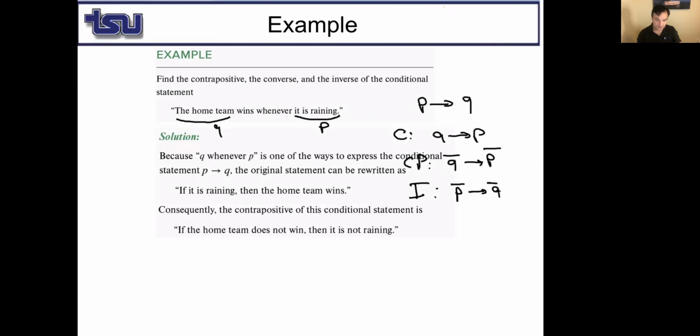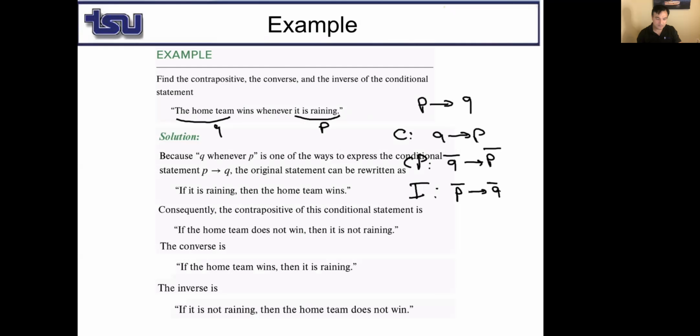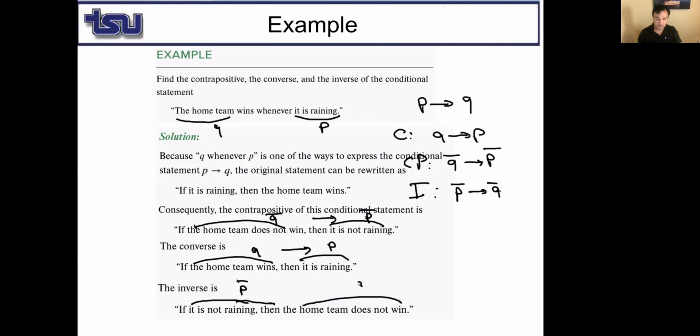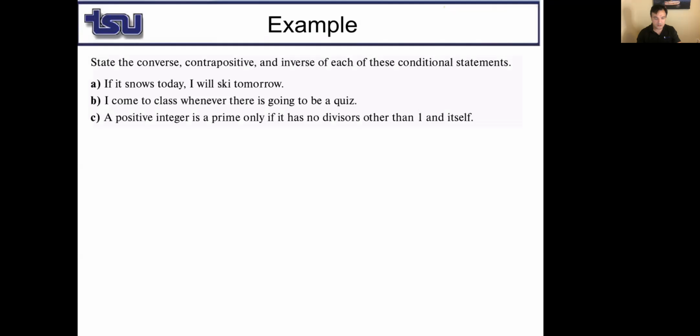Okay, so here you go. Okay, and are we clear with that? Let's see. And this is home team does not win. This is Q naught, and this is P naught. And Q naught implies P naught is contrapositive. If home team wins, this is Q, okay, and this is P. That is the converse. Q implies P, and if it is not raining, that means P naught. And then this is home team does not win, which is Q naught. P naught implies Q naught is the inverse. I hope this is clear.